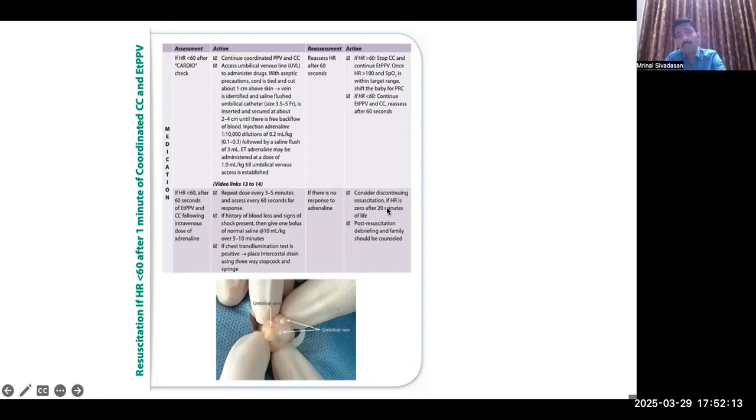If there is no response to adrenaline, then continue. You can consider discontinuing the resuscitation after 20 minutes. Post-resuscitation debriefing should be done and the family should be counseled.